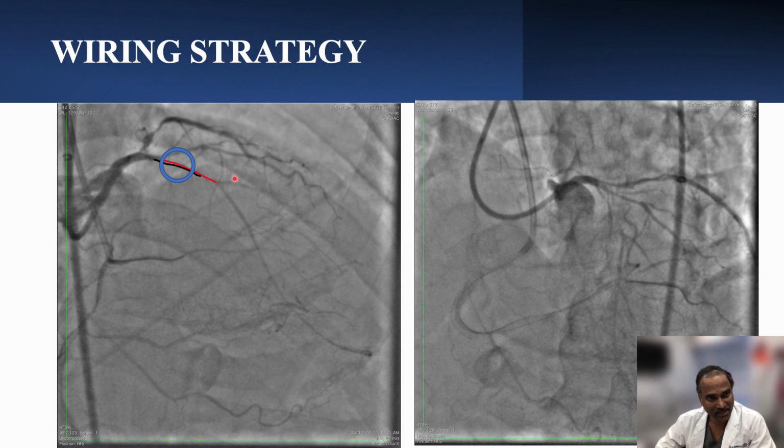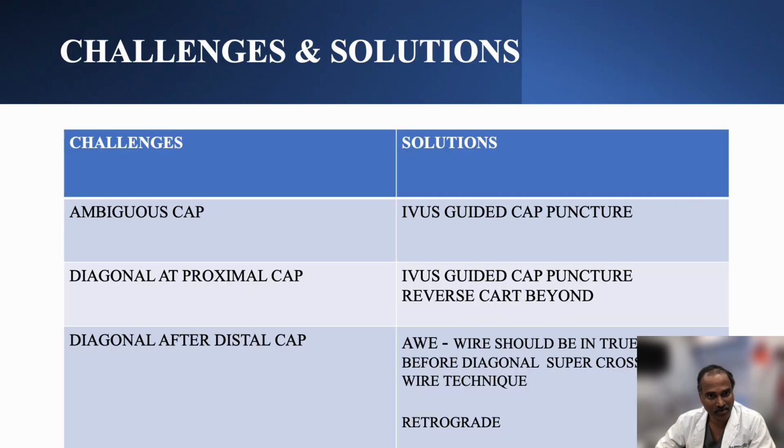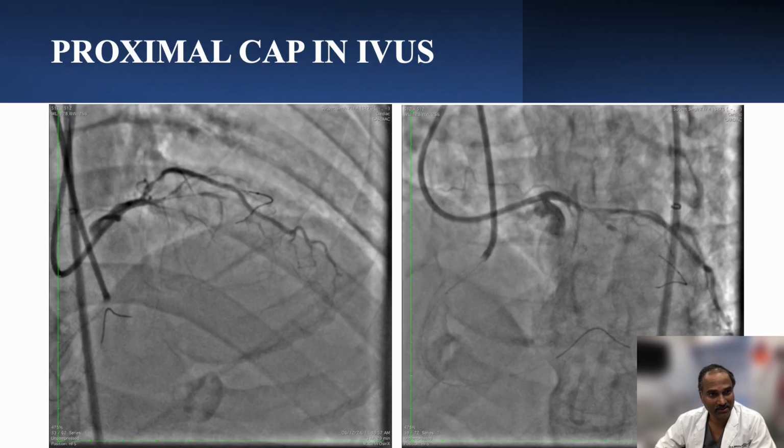So in antegrade, be mindful of both side branches, that is entry point as well as exit point. In retrograde, since the distal cap is clear, the proximal side branch, that is D1, has to be saved, and the operator should be very mindful of that. That's why you have to plan a proper reverse cut strategy. So these are the challenges and solutions which I already discussed.